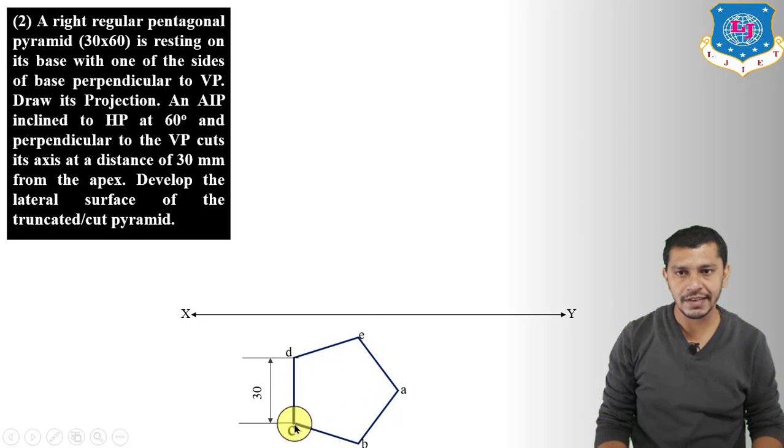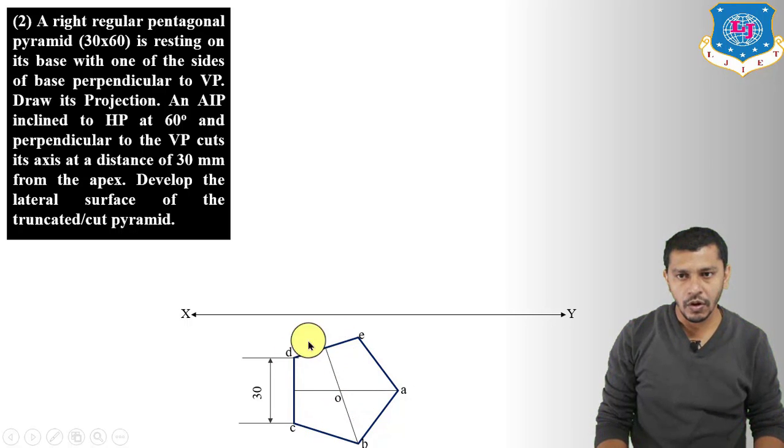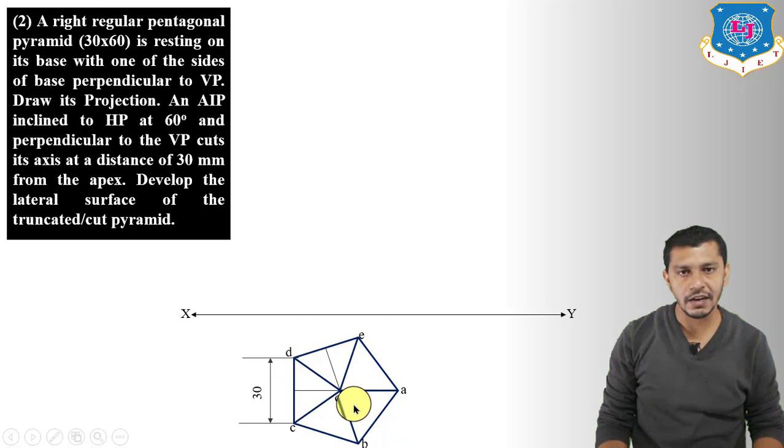Now we have to show the slant edges also in the top view. For that we have to find the center point, and to find the center point we connect the midpoint of one of the edges to the opposite corner. Draw a line from the midpoint of this edge and connect it to the opposite corner. Find the midpoint of another edge and connect it to the opposite corner and mark this point. This point will be our apex point, that will be our O. Now connect O to all the corners of the base, which shows the top view of the slant edges.